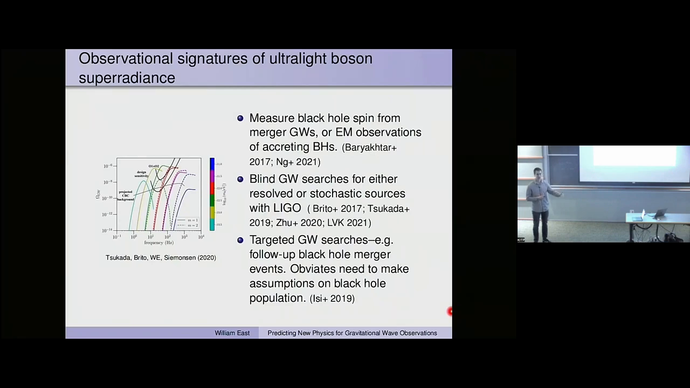The downside of that is those events are rare and happen at larger distances. So even though in principle we might be able to see some part of parameter space, no one's actually done these directed searches yet.